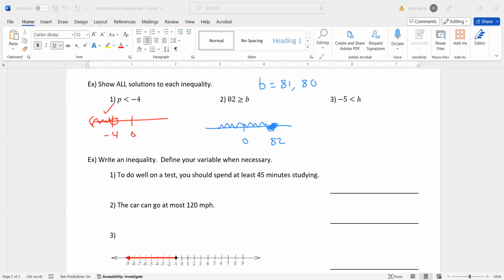So I'm actually shading this one this way, which can throw people for loops a lot. That's why I'm telling you to think about it. What numbers make this work? And then shade that way.